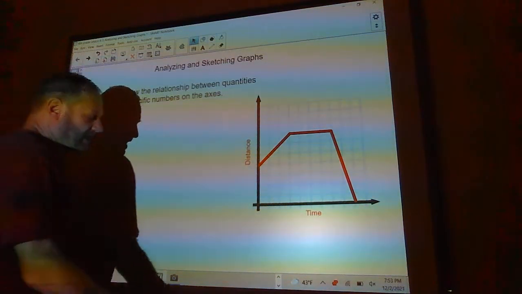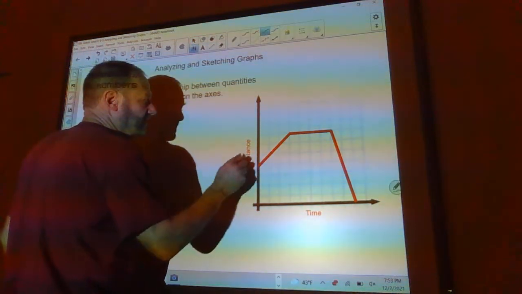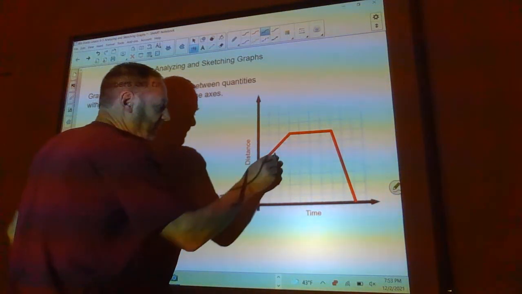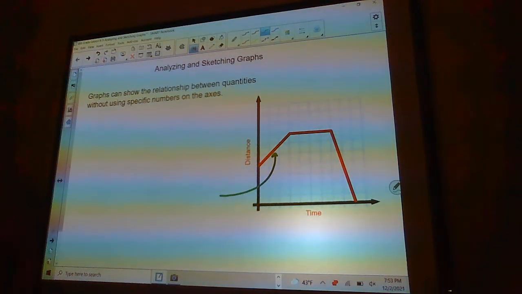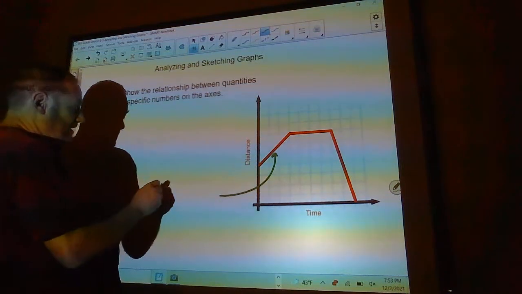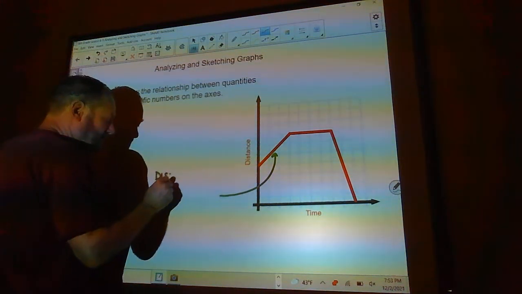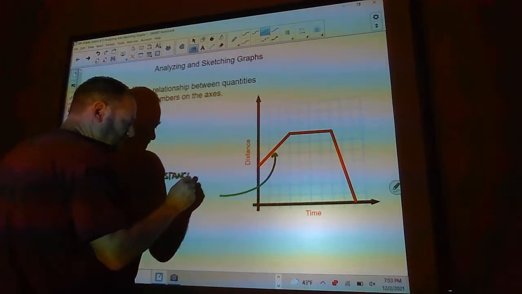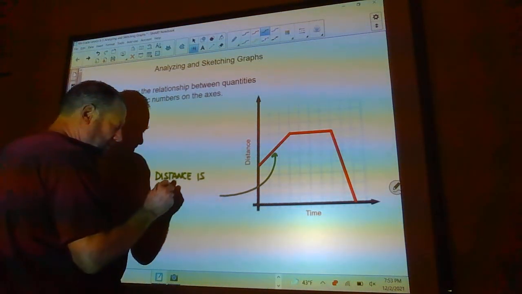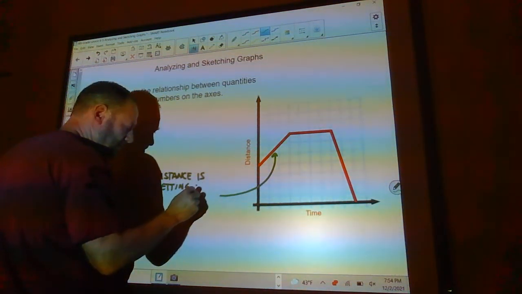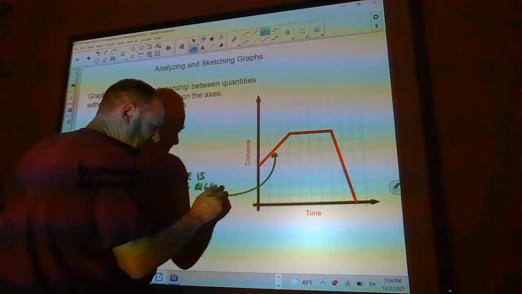What I can tell from this graph is that for this part of the graph right here, the distance is getting greater. The distance is getting bigger at a constant rate.